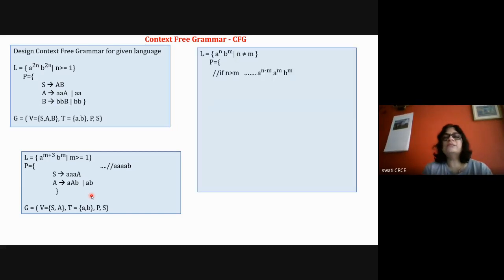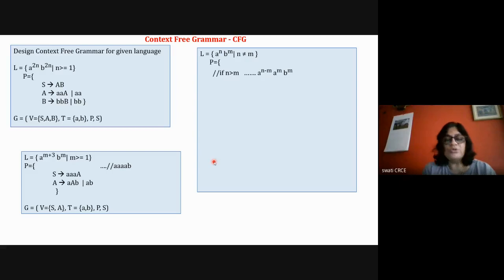Now the next problem needs some thinking. It is a little difficult. This is A raised to N, B raised to M, where N is not equal to M. The question is, the language contains the words A raised to N, B raised to M, where N is not equal to M. So if N is not equal to M, there are only two possibilities. N will be greater than M or N will be less than M. So we will assume the first condition and write all the rules. Then we will assume the second condition and write down all the rules. And then we will combine both the rules.